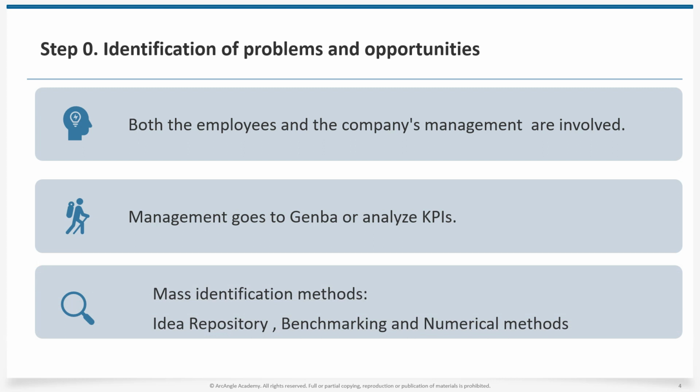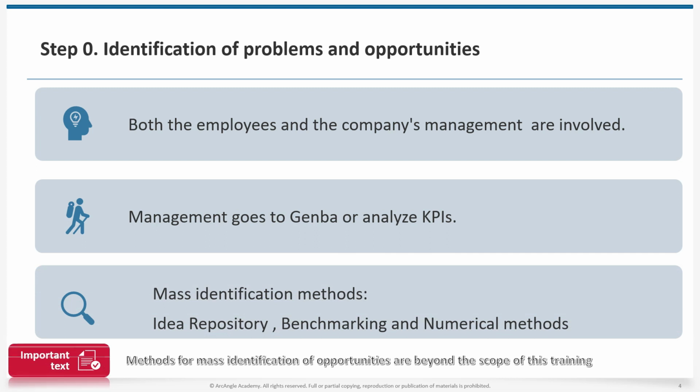identifying areas for optimization. The identification of problems and opportunities is a critical starting point in the Kaizen journey. By involving employees and utilizing various methods, organizations can ensure a comprehensive and diverse range of topics for improvement. Methods for mass identification of opportunities are beyond the scope of this training.